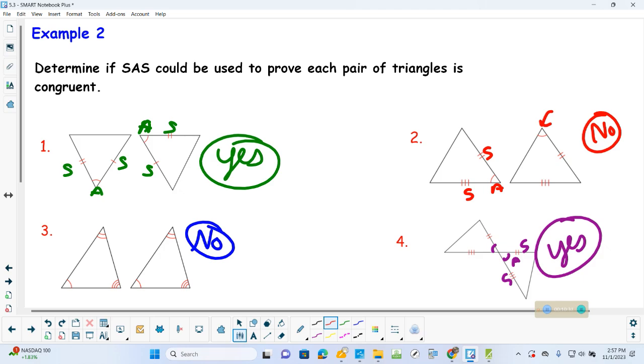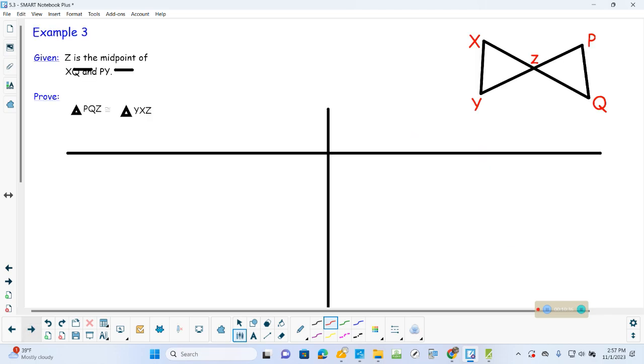All right, flip it. Let's write some proofs. Are you ready? Okay, I feel the enthusiasm. All right. Ooh, good vocab word there, midpoint. Z is the midpoint.